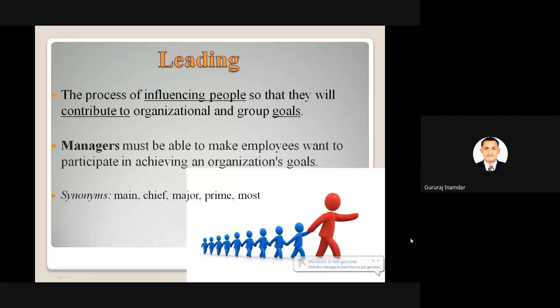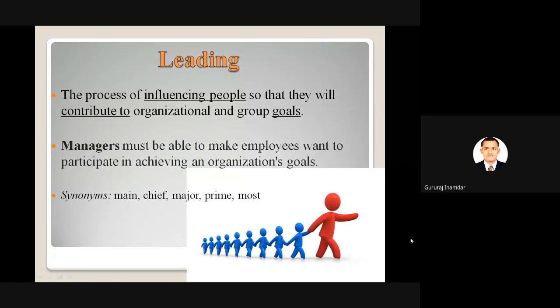Now what is leading? Leading is a process of influencing people so that they will contribute to organization and group goals. A very simple definition: leading is nothing but the process of influencing people. So we have to motivate the people. We say that this person is a leader based on your behavior, your working stamina, stability and initiative. All these factors make up leading.